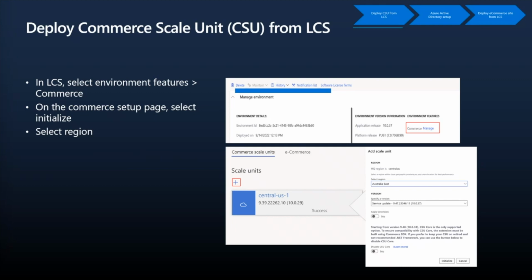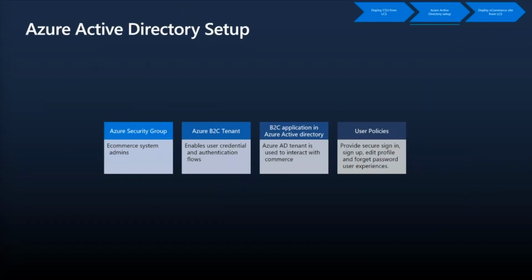Let's look at the Azure Active Directory setup. We want to reiterate, this is a one-time setup that you need to do to deploy your e-commerce. It may seem a little bit overwhelming, but we do have step-by-step guidance on our Microsoft Docs, which you can follow. The first step is to create your Azure security group. This security group will be used when you create your e-commerce site, and it would be the e-commerce system admin.